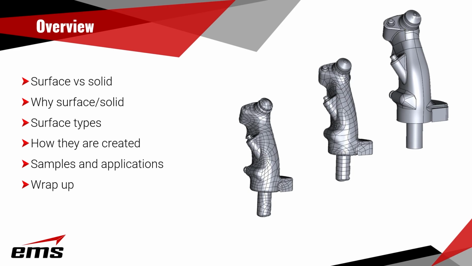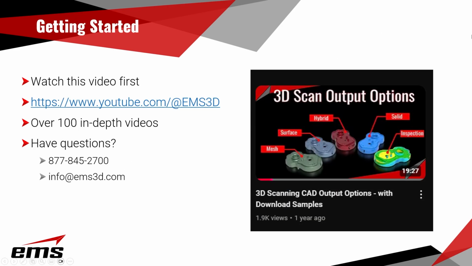this video. All right, to get started, I would recommend, if you haven't watched our video called 3D Scan Output Options, you might want to go watch that first. I'll put a link in the description below to check out that video, and really any videos on our website. There's over 100 in-depth videos. But this video goes into a lot of detail about the different output options for 3D scanning, including surfacing.